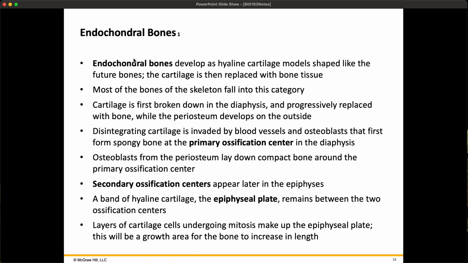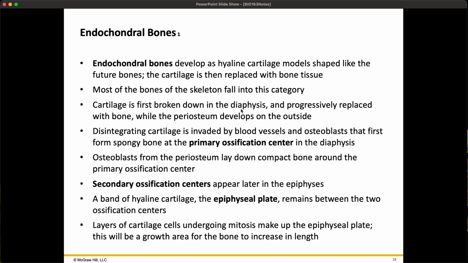Endochondral bones form a little differently. They start as that hyaline cartilage model that's already in the shape of your future bones, and then they just start to calcify on top of that. Again, you're going to have osteoblasts doing that. Most of the bones of the skeleton are in this category.